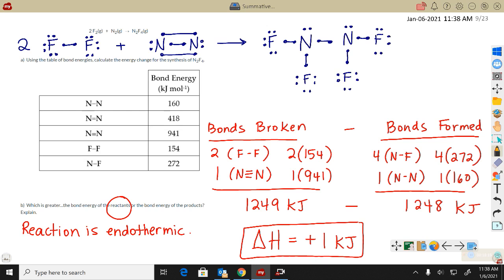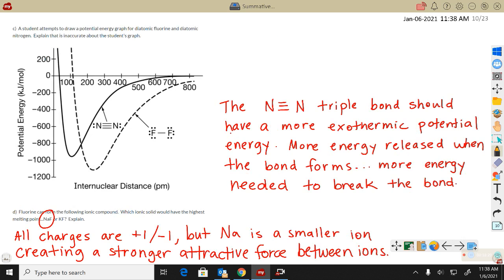And again, your data kind of proves it, and your calculations kind of prove it, that the bond energy of the reactants was greater. Overall, still a positive delta H. It was endothermic. Barely, but it was.